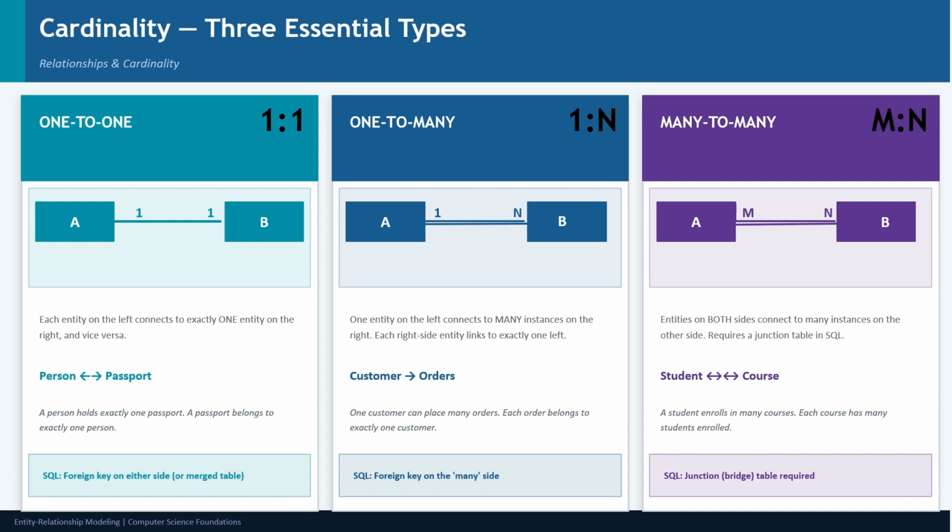Many-to-many. Entities on both sides can connect to many instances on the other side. A student can enroll in many courses, and each course can have many students. This one cannot be handled with a simple foreign key. It requires a junction table, also called a bridge table or relationship table. We'll build one in detail shortly.